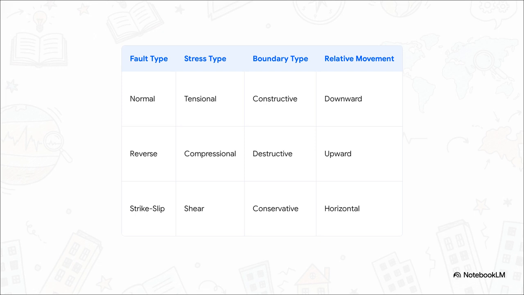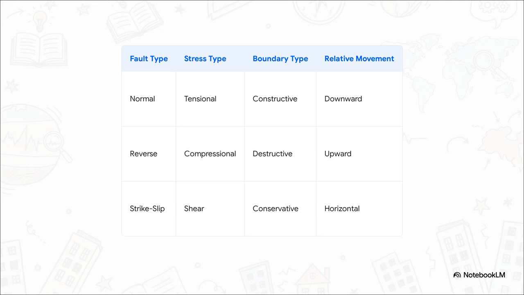First up, normal faults. This is caused by tensional stress. The crust is literally being pulled apart at constructive boundaries, causing a block of rock to just drop downward. Think of the massive East African Rift Valley. Next, we've got reverse faults, which are driven by compressional stress at destructive boundaries. Here, the rock is pushed together so hard that it snaps and thrusts upward, building gigantic structures like the Himalayas.